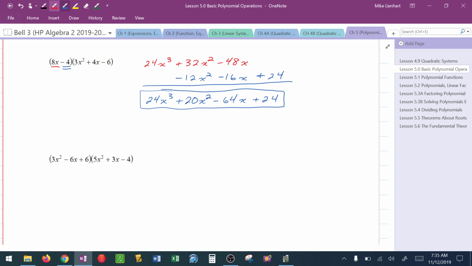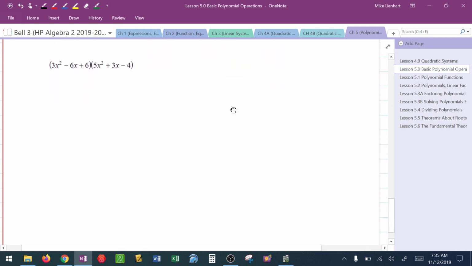All right? So the largest one that we'll probably ever have to encounter would be a trinomial times a trinomial. Again, if you simply understand multiplication is the distributive property, that's all you have to do. But now I have 1, 2, 3 different things to distribute one at a time. So I distribute the 3x squared. I have 15x to the fourth plus 9x to the third minus 12x squared. All I did was distribute the 3x squared.